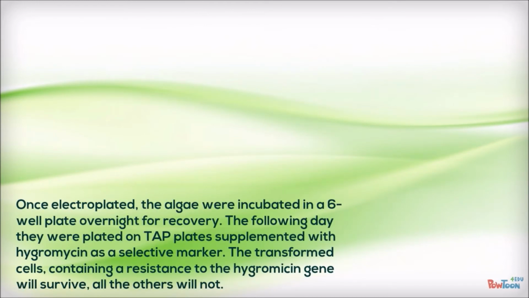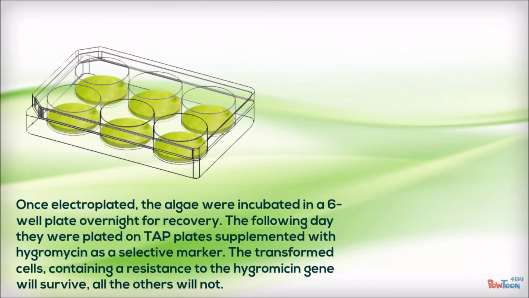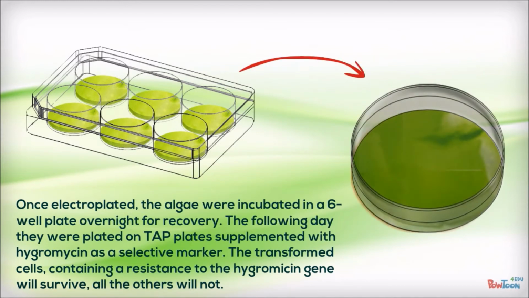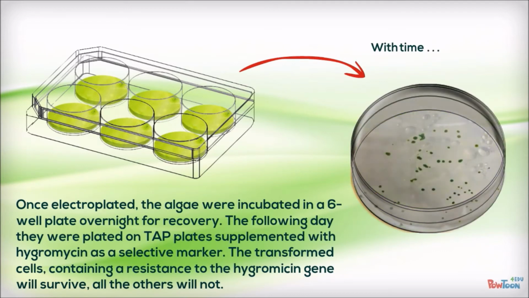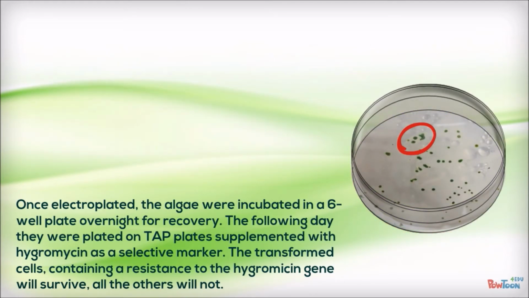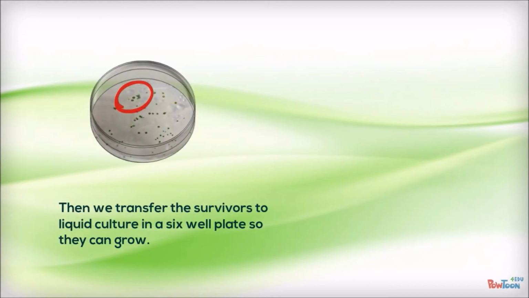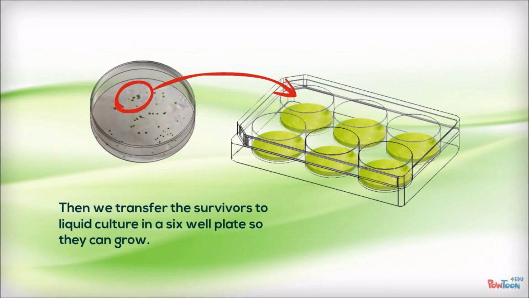Once electroporated, the algae were incubated in a 6-well plate overnight for recovery. The following day, they were plated on tap plates supplemented with hygromycin as a selective marker. The transformed cells containing a resistance to the hygromycin gene will survive, all others will not. Then we transfer the survivors to a liquid culture in a 6-well plate so they can grow.